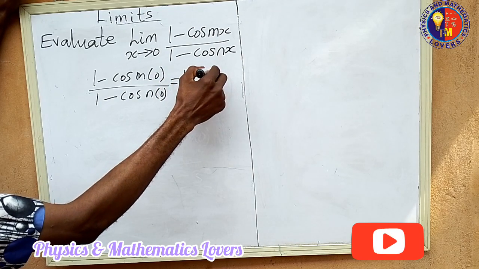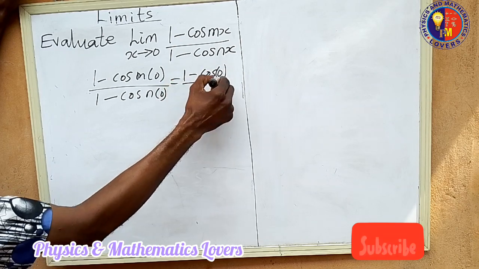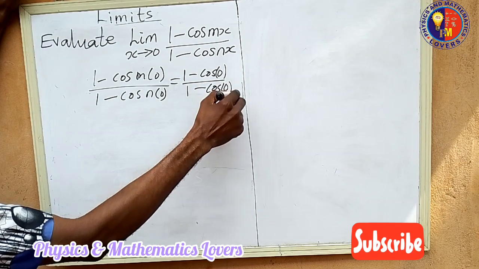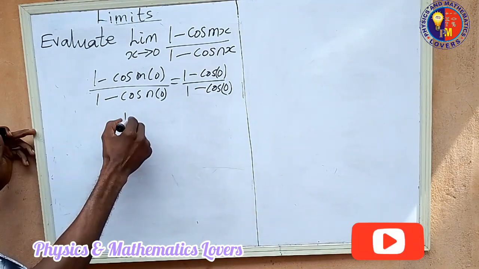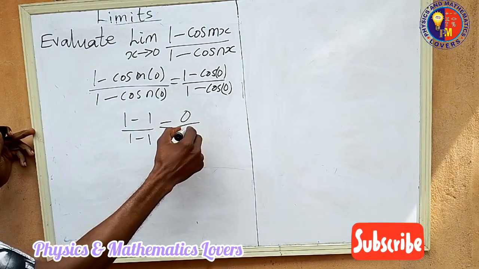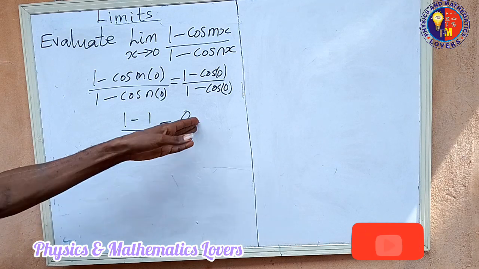which will give me 1 minus cos 0 all over 1 minus cos 0. In our trigonometry, cos 0 is 1. So here we now have 1 minus 1 all over 1 minus 1, equal to 0 over 0. So this is an indeterminate value. We don't accept this.